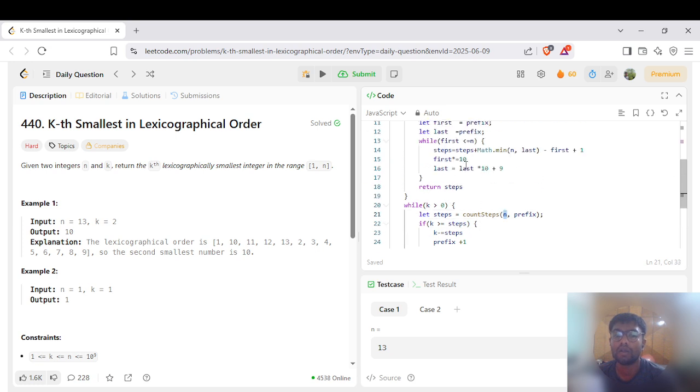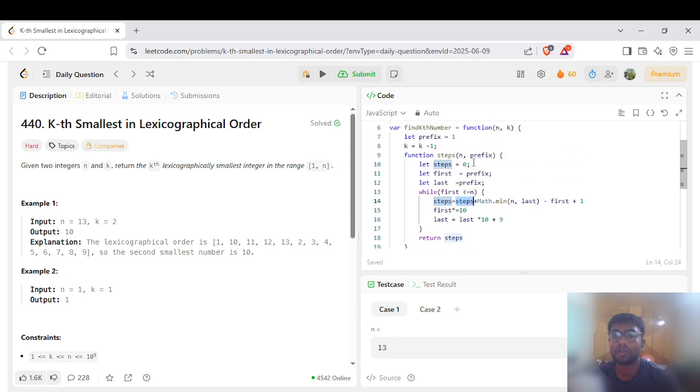So we initially assign all these values with prefix, which would be 1, and n will be 13. And if we need to calculate here, the number of steps initially is 0, and Math.min of n, 13, comma last. So it will be 13 minus 1 plus 1, or it would be 13 plus 1, and the first will be first times 10, which means 10, and the last number will be 19. So this is the first thing, and we check if 10 is less than or equal to n.